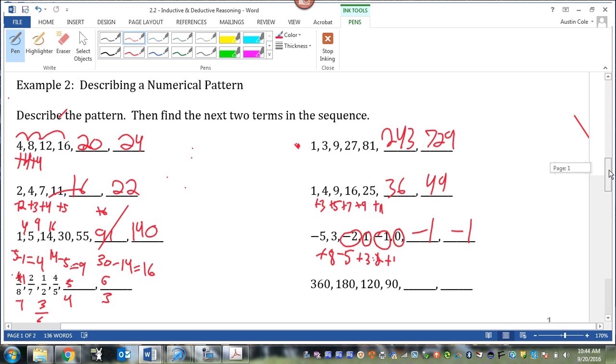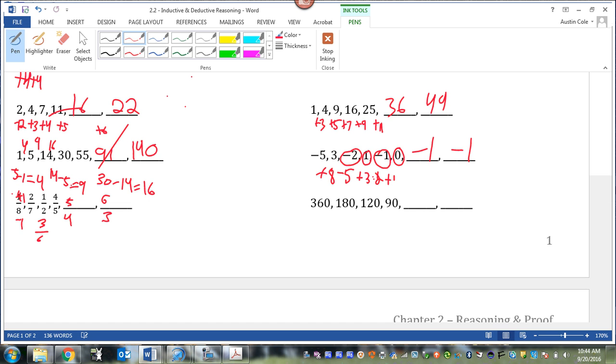Next one. 360, 180, 1. Who has a pattern for this one? This one seems like a partner one again. Let's do it. Talk to your partner on it. Looks like the angle stuff. 360 minus 280 is equal to 180. Alright, so it's angle stuff.